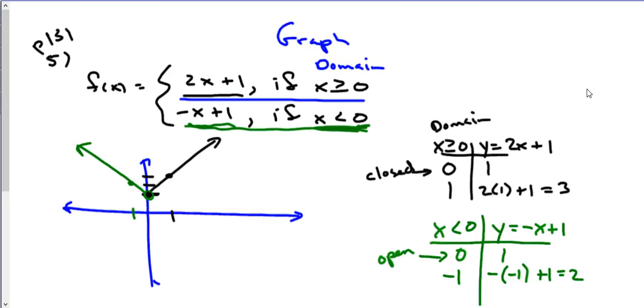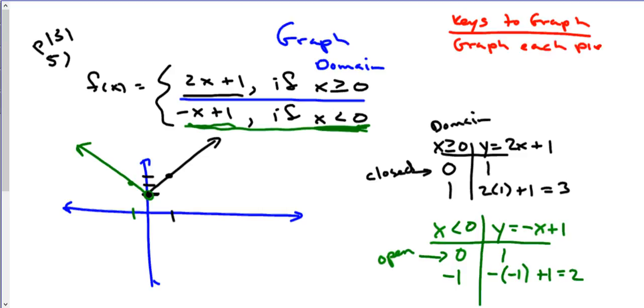So, how do you graph a piecewise function? Graph each one of the pieces individually. That's the key thing. Keys to graphing: graph each piece individually. All right, that is the key. If you can figure that out and just use the pieces of it, it'll serve you well.